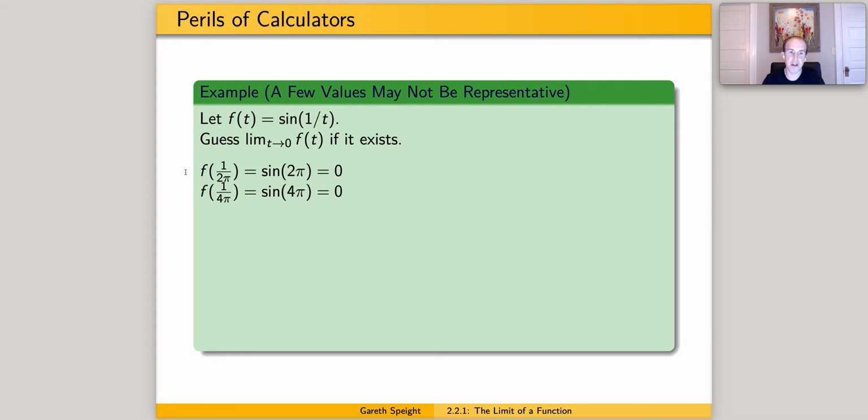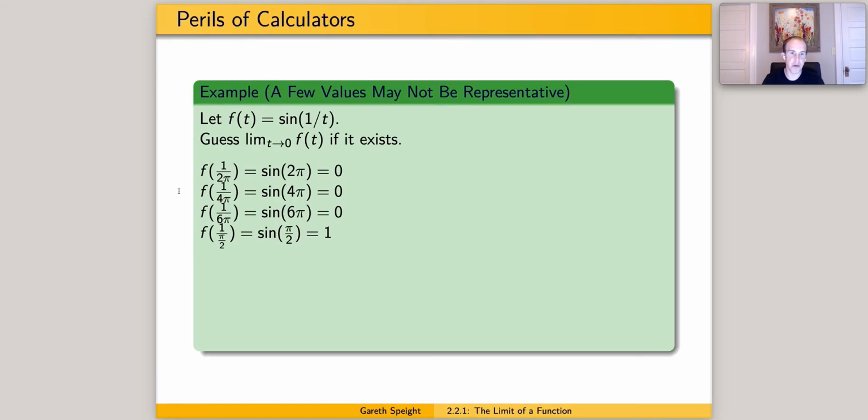Okay, and then I'm supposed to choose values of t which are closer and closer to 0. So let me consider 1/4pi. So 4pi is bigger than 2pi, and 1/4pi is smaller than 1/2pi. So this is closer and closer to 0. And if I do f of 1/4pi, I'm going to get sine of 4pi, and sine of 4pi equals 0. Okay, and I can keep doing that. f of 1/6pi would be 0 by the same argument. But this is with even multiples of pi.